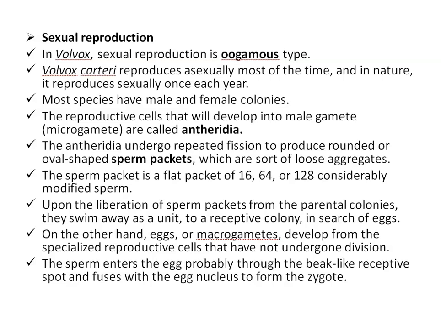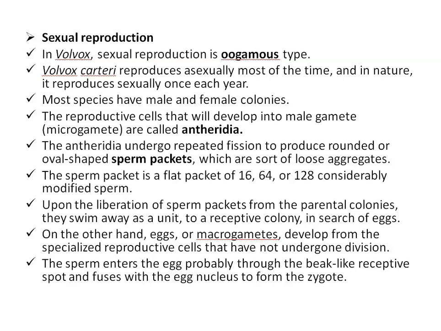So, Volvox carteri reproduces asexually most of the time, and in nature, it reproduces sexually once each year. As in asexual reproduction, reproductive cells around the equator are specialized to develop into germ cells. Most species have male and female colonies, two types of colonies. However, in some species, the colonies are hermaphrodite and are able to form sperm as well as ova, although not at the same time.